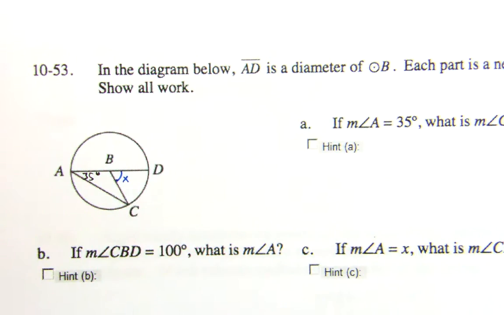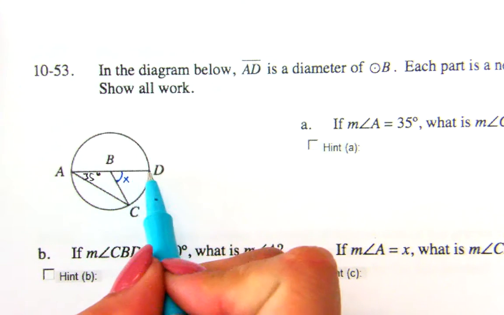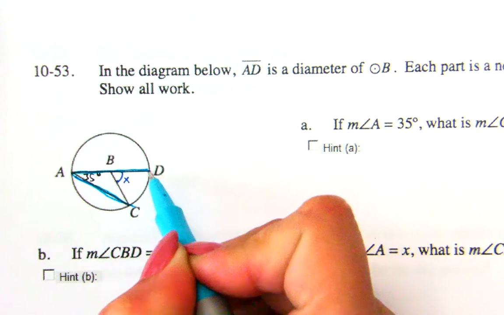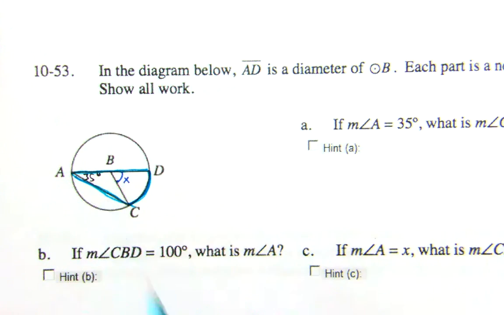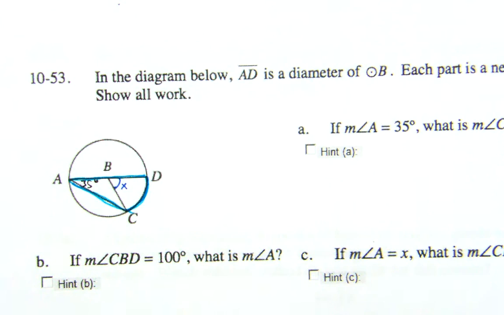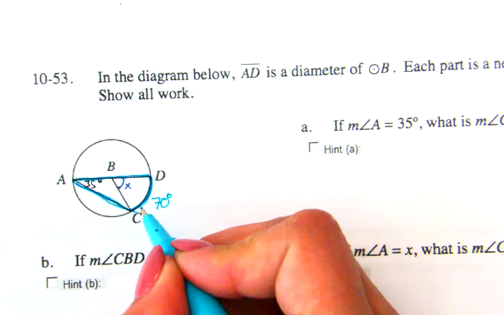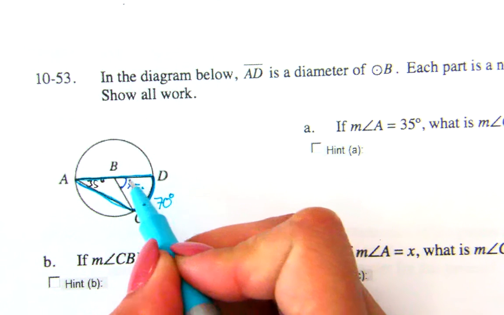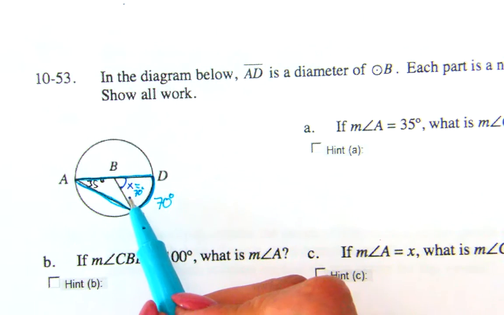This should be pretty easy to do. 35 degrees is your inscribed angle. This part right here belongs to this arc CD. That's 35 degrees, so 35 times 2, because our intercepted arc is double the inscribed angle. 35 times 2 is 70. So this is 70 degrees out here. And since X is your central angle, then X is also 70 degrees, because the central angle and the arc over here are going to be the same. Okay, so that was for A.